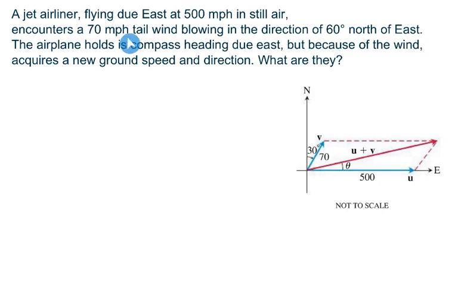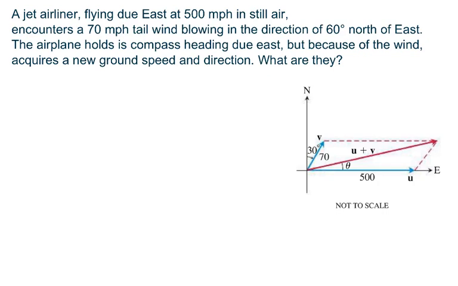So there's a 70 mile per hour tailwind, and it is blowing in a direction 60 degrees north of east. So the airplane holds its compass heading due east, but because of the wind, that's going to change the ground speed and the direction. What we want to know is what are the new ground speed and direction.